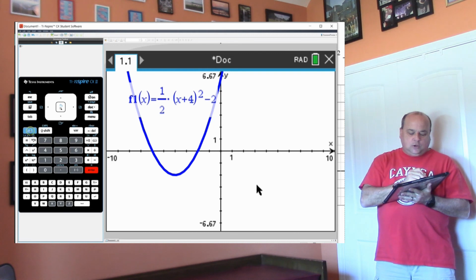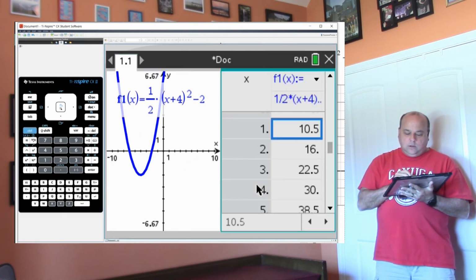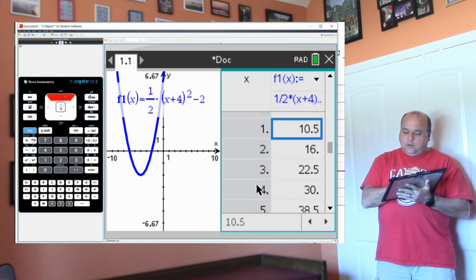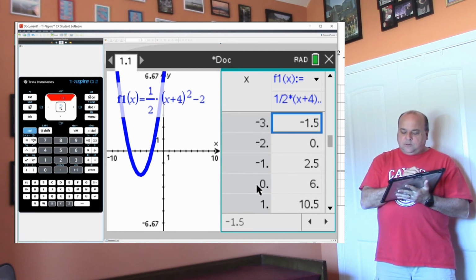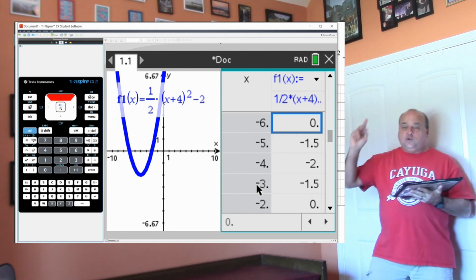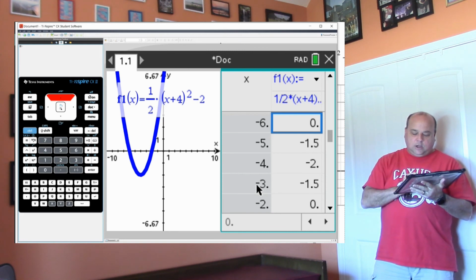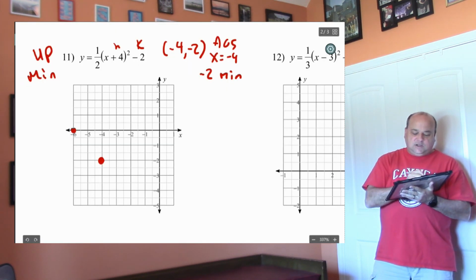Now then, we're going to hit Control T to get our ordered pairs. And we want -4, -2 to be in the middle, right? So we're going to scroll up to the -4. And right here, those are our ordered pairs. So at -6 it's 0 and at -2 it's 0, right? So we're going to go back to here. -6 was a zero and -2 was a zero.